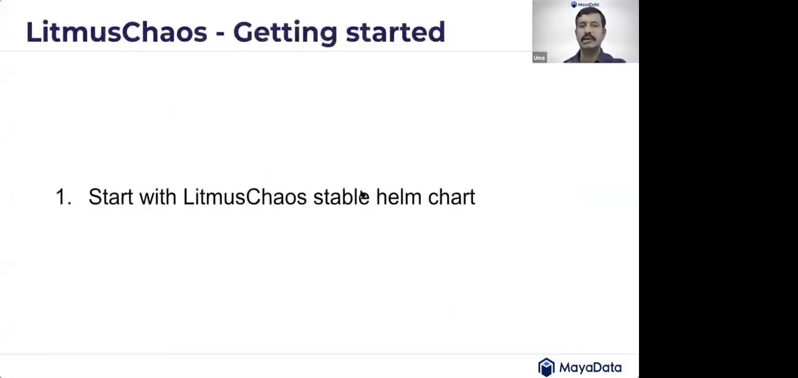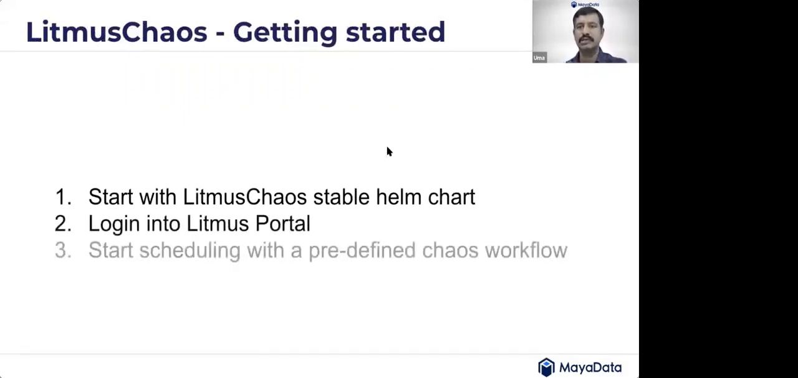So in summary, how do you get started with Litmus? You start with a Helm chart, you get the portal, and then you get to choose a predefined chaos workflow if you want, and you take that, you tune it, and you run your chaos. So a complex chaos scenario can be put into action within a few minutes if you know how to use Litmus Chaos. So let me show some example screenshots of Litmus.